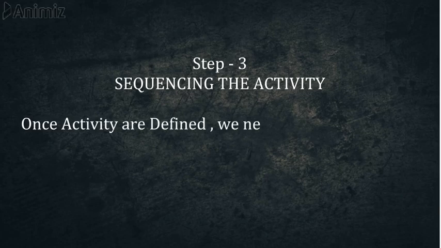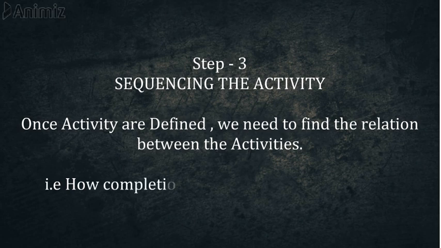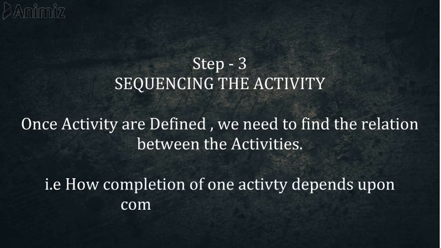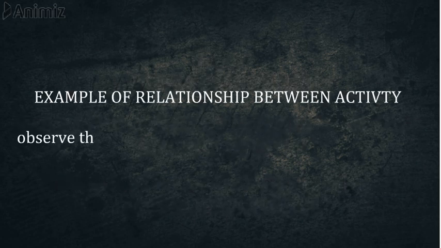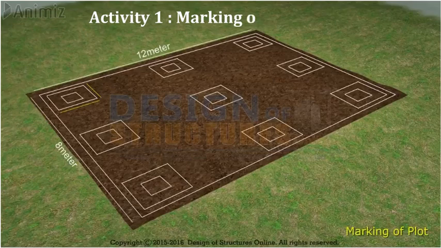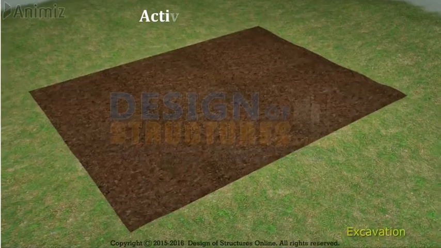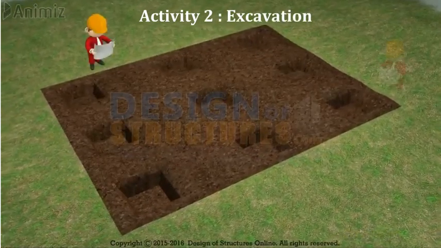Now the third step: once we know the activities, we need to find the relation between the activities. That is, how completion of one activity depends upon the completion of another activity. For that, let us take a very simple example. You observe these two activities. Marking of plot should be done as per drawings. Excavation. A structural engineer will be needed to determine the depth of the excavation.